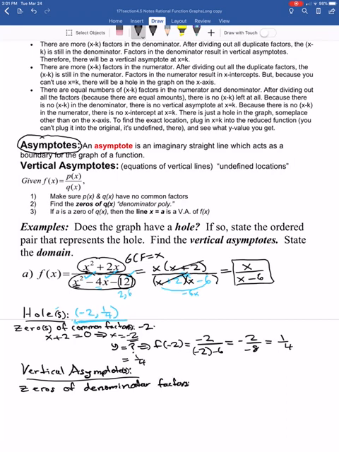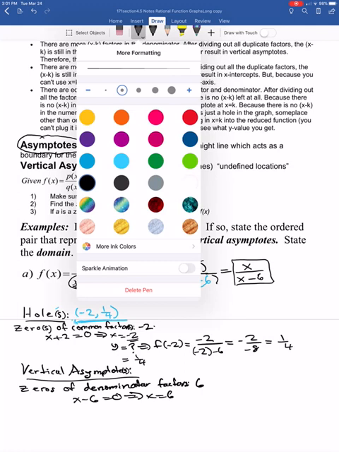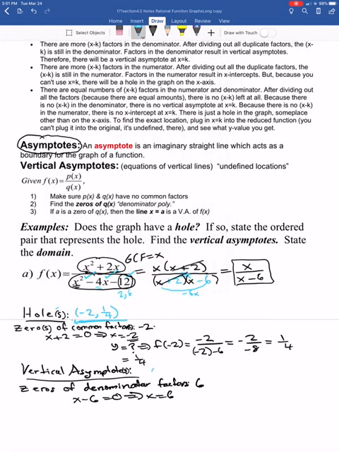So again, we've already reduced it. Now our only denominator factor is x minus 6. So x minus 6 equals 0 when x equals 6. So that means we have a vertical asymptote at x equals 6.